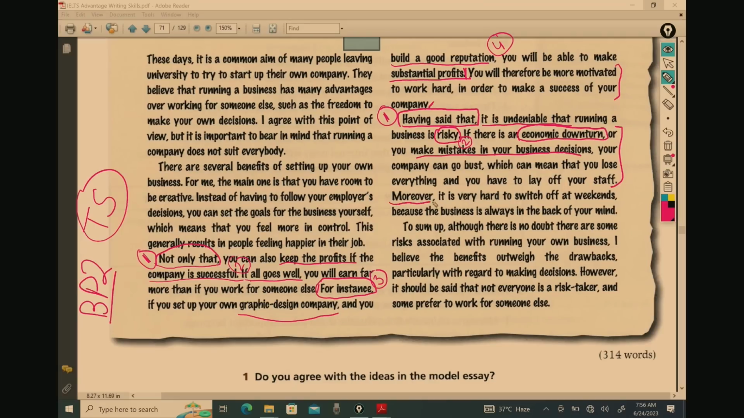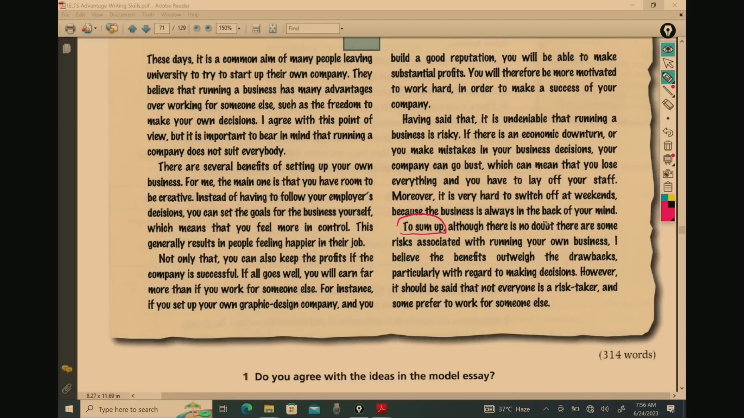Okay. Moreover is used when you want to add something. Moreover, it is very hard to switch off at weekends because the business is always in the back of your mind. So this is concluding statement. You talked against running your own business. In the first 2 body paragraphs, you talked in favor of running your own business, and now this is contrast paragraph. Okay, let's make it all clean. And now we've got conclusion.